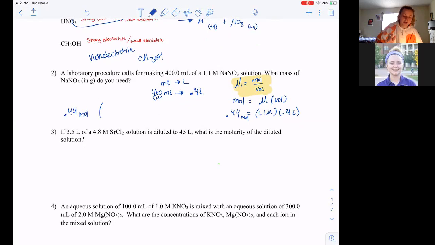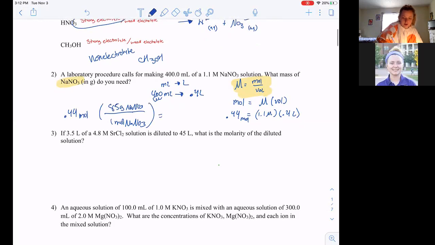Then you have to convert that to grams, so 0.44 moles. You have to find the molar mass of this. I know that it's 85. I'm going to be kind of fast. So 1 mole of NaNO3 is 85 grams of NaNO3. Just about that, and you're going to get 37 grams of NaNO3 in this 1.1 molarity solution.